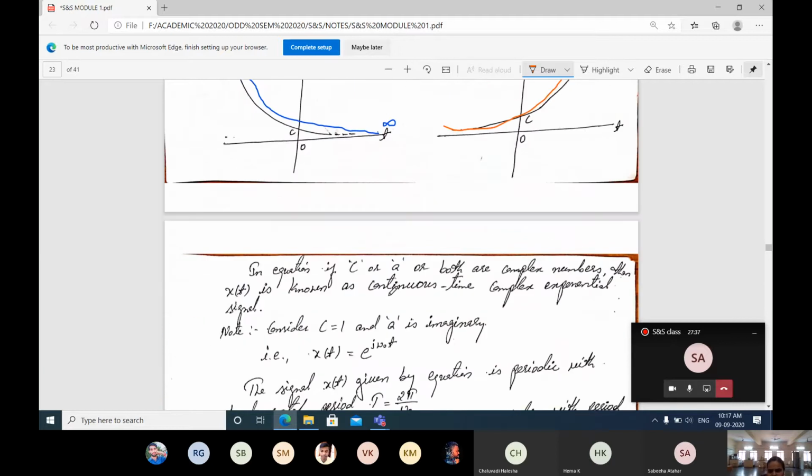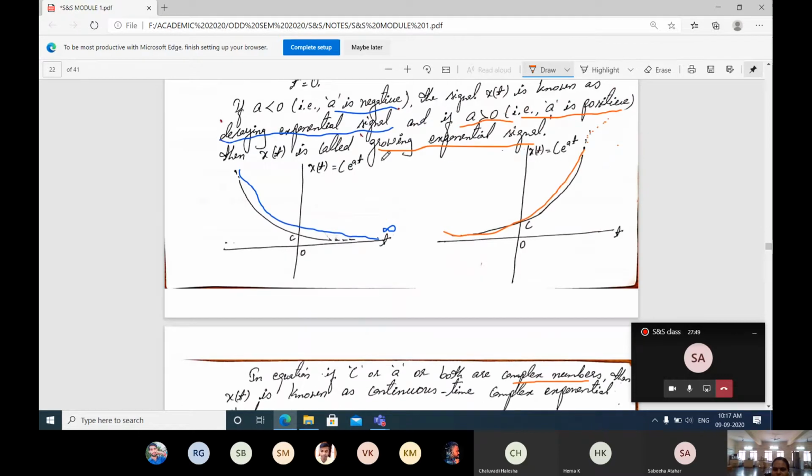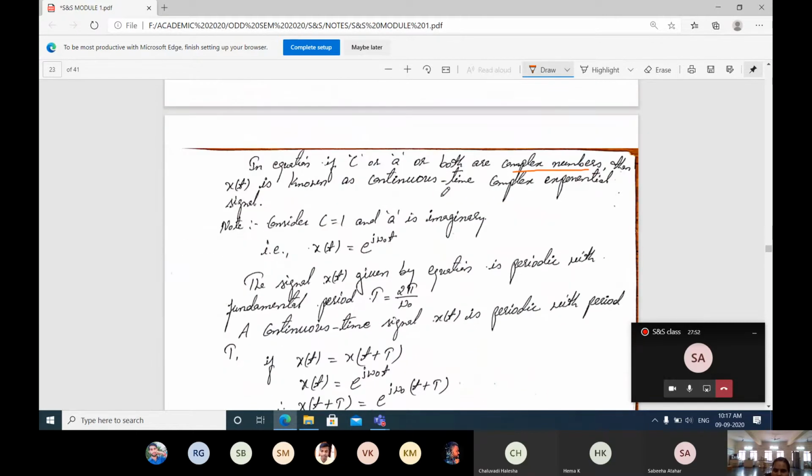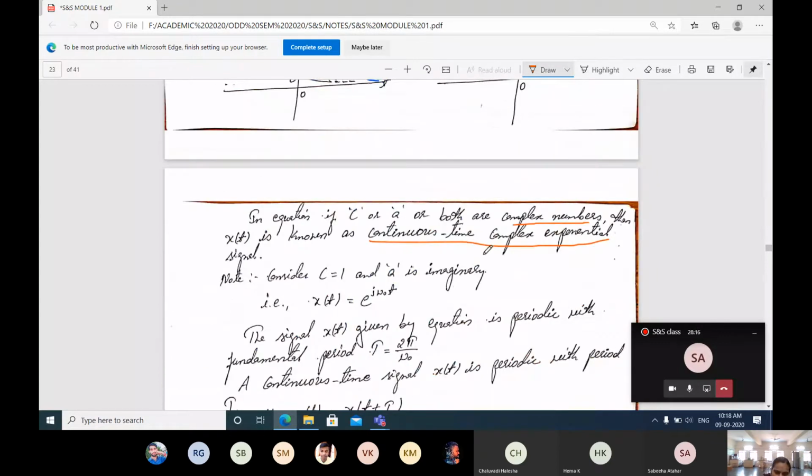Here we are going for a small derivation. Observe here, in the equation, if c or a or both are complex numbers, whereas I told you earlier these were only real numbers, but if they are complex values, in terms of j, like a plus jb, then x of t is known as a continuous time complex exponential signal. Here it was only a real part. When a signal has a complex value, we will derive the equation for complex signals.